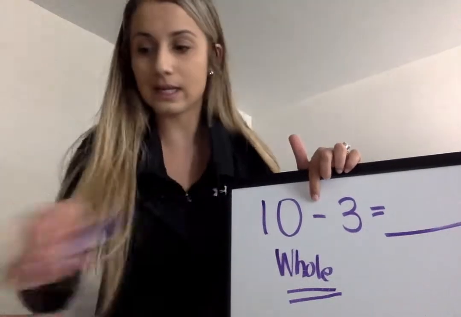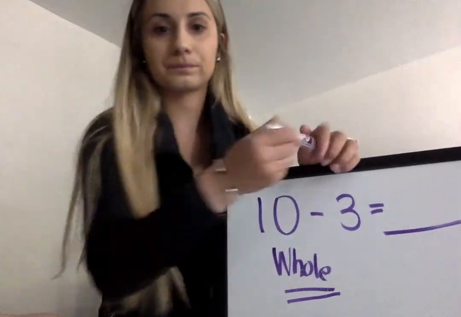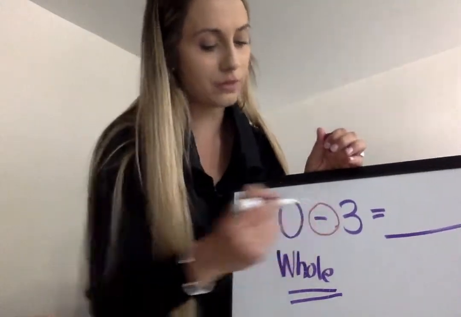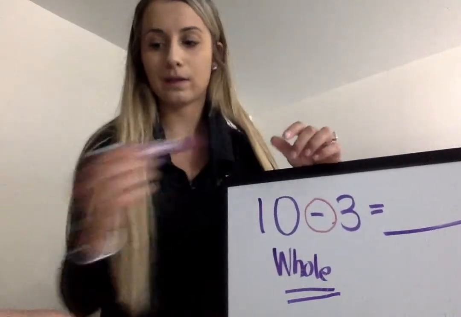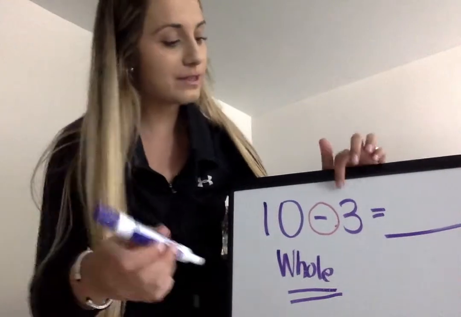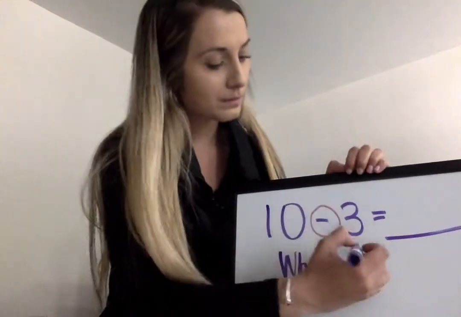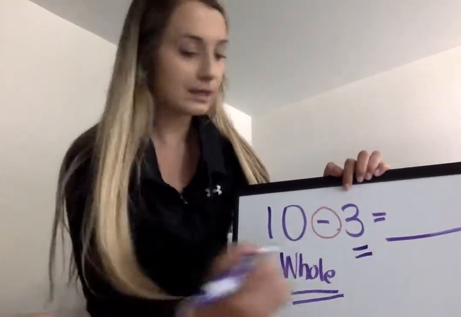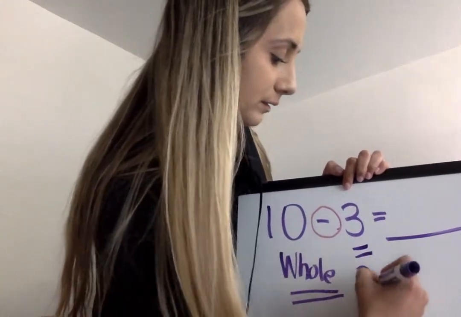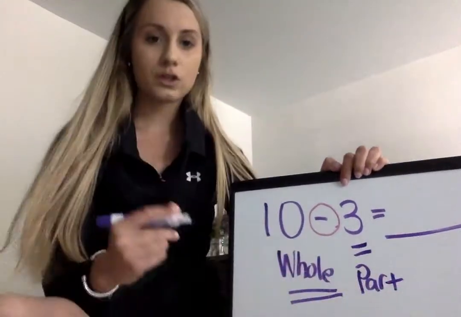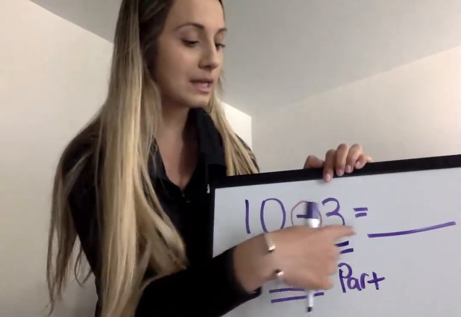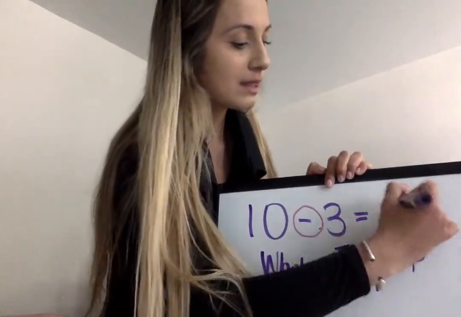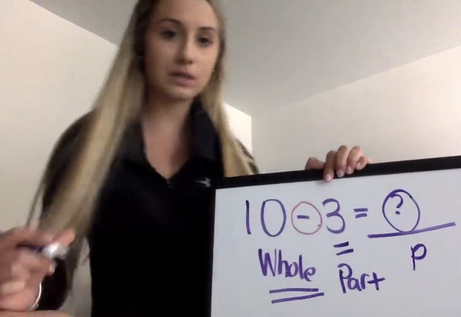This symbol right here in the middle is called the subtraction sign. This means that we're going to take away. Then the second number that you see in the problem, the number 3, is a part. So when subtracting, we have whole minus part equals part. This is the piece that we are trying to solve.